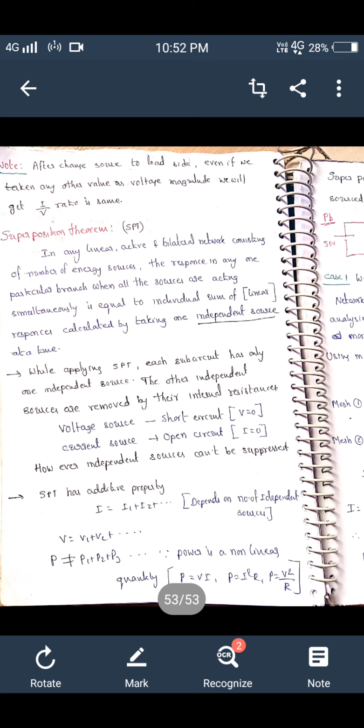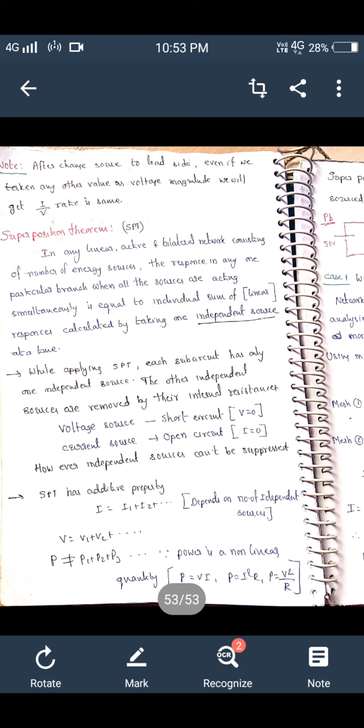The very important point to discuss is that it is not applicable for power calculations, because power is a non-linear quantity. This theorem plays a bigger role in AC circuit analysis. Why? Because if mesh and nodal analysis fail because of multiple frequency sources, we can't apply mesh or nodal analysis. That time this method is more applicable. Superposition theorem we have to apply in open loop condition only.